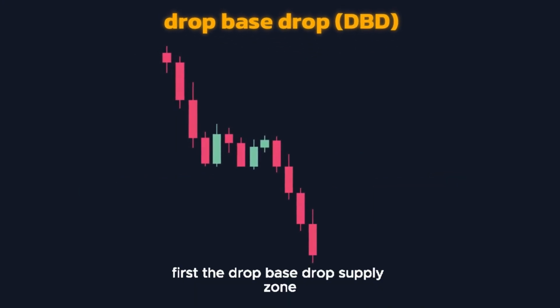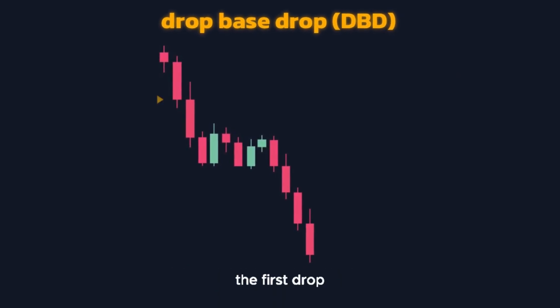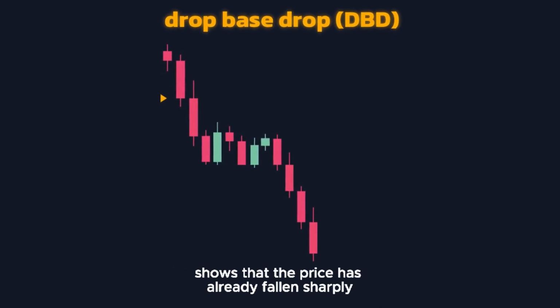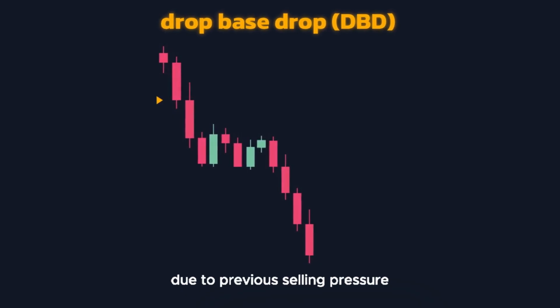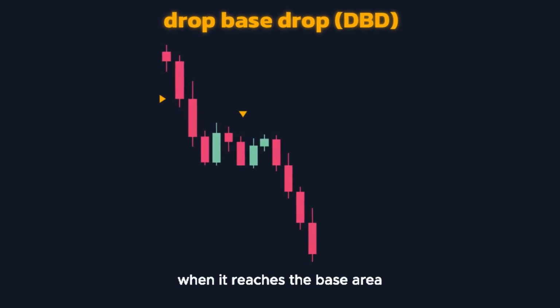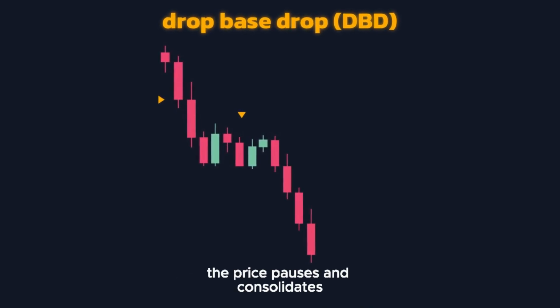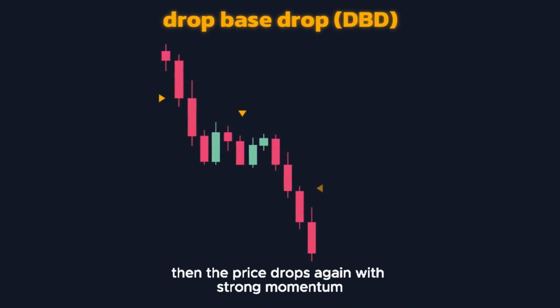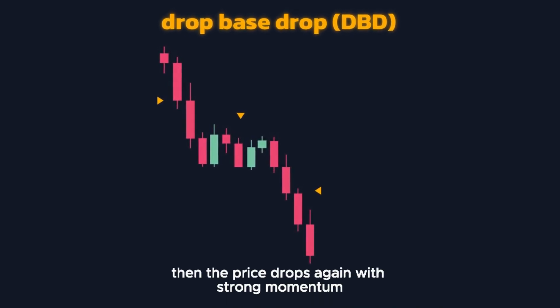First, the drop base drop supply zone. The first drop shows that the price has already fallen sharply due to previous selling pressure. When it reaches the base area, the price pauses and consolidates, indicating that the selling pressure is taking a temporary break. Then the price drops again with strong momentum.